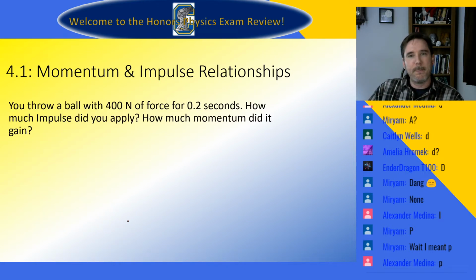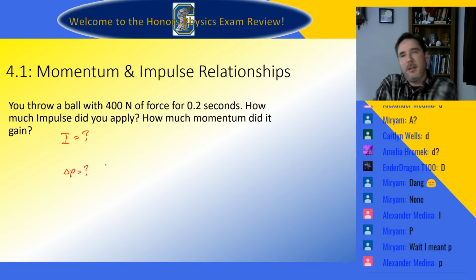So, next question. You throw a ball with 400 newtons of force for 0.2 seconds. How much impulse did you apply? How much momentum did it gain? Well, first question is what is the impulse it gained? And the question is how much momentum did it gain? So I guess that's delta P. That's the change in momentum. How much does the momentum change? So just think about it a second. And if anything, how would you find that out?